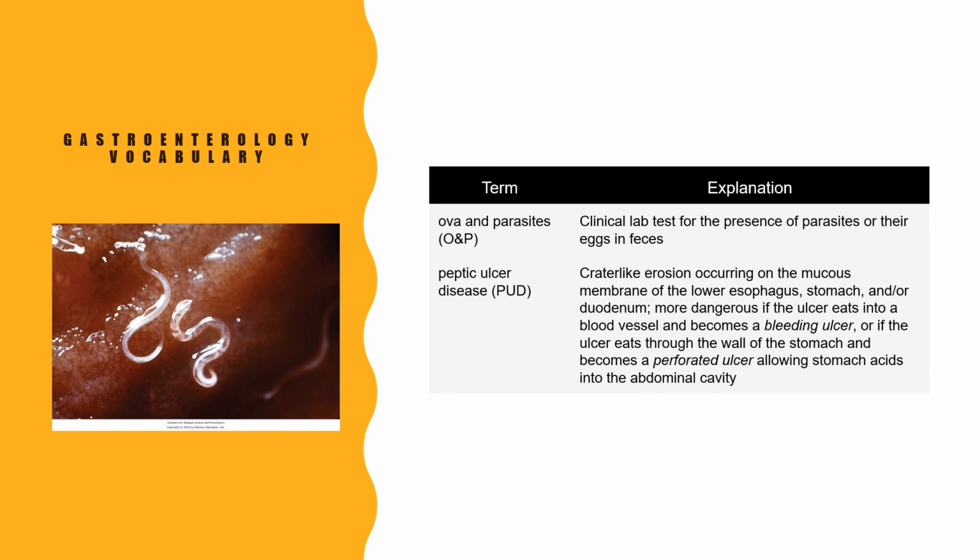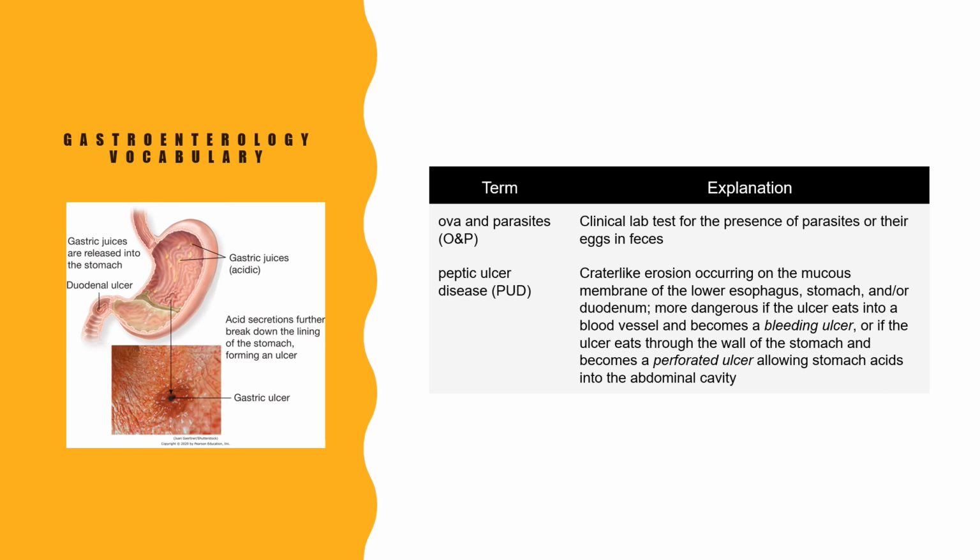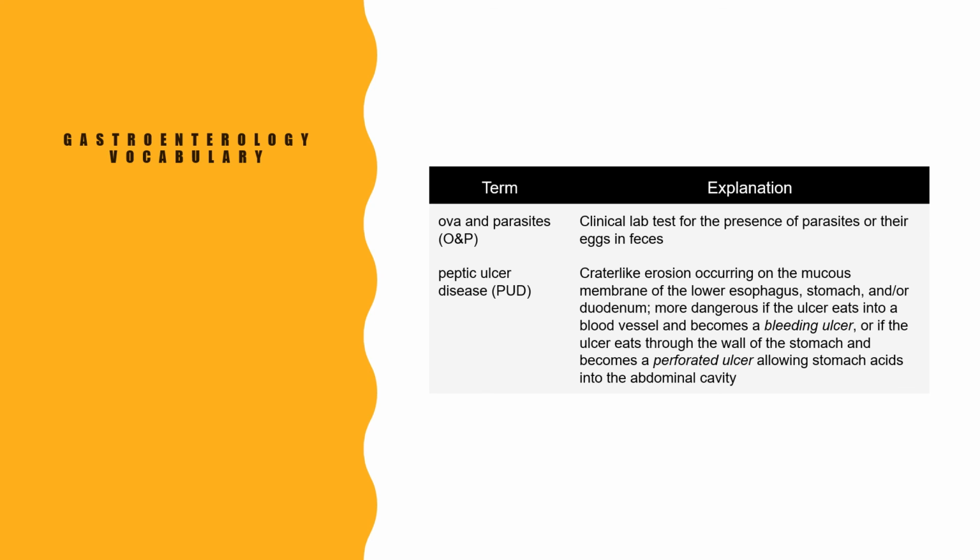Ova and parasites, or O&P, is a clinical lab test for the presence of parasites or their eggs in feces. Peptic ulcer disease is crater-like erosion in the mucous membrane of the lower esophagus, stomach, or the duodenum. More dangerous if the ulcer eats into blood vessels and becomes a bleeding disorder, or if the ulcer eats through the wall of the stomach and becomes a perforated ulcer, allowing stomach acids into the abdominal cavity.